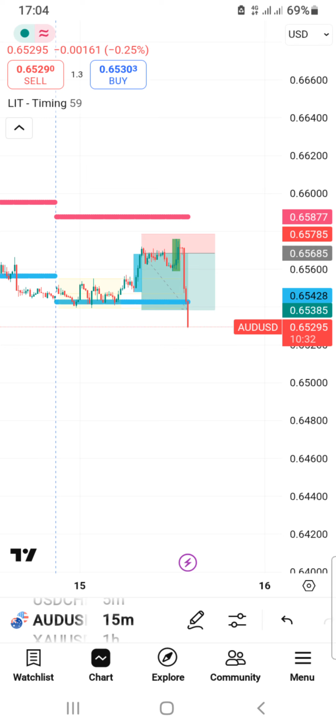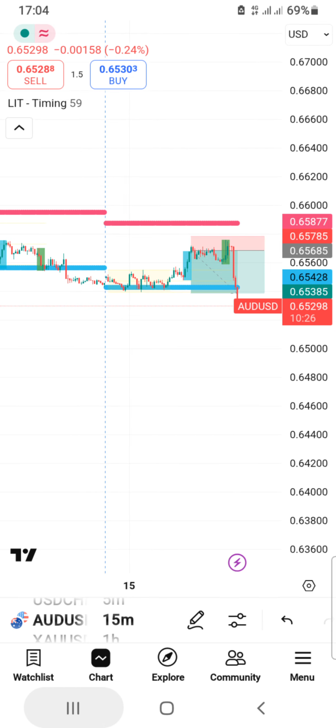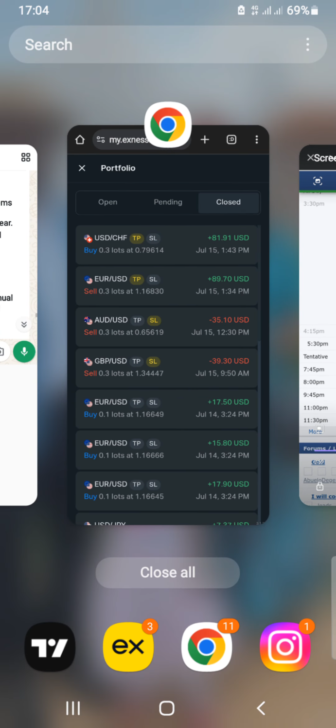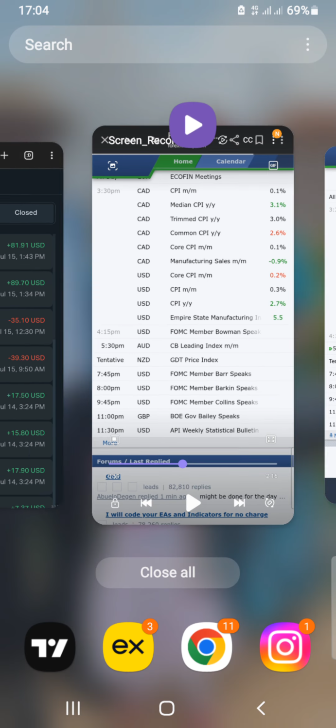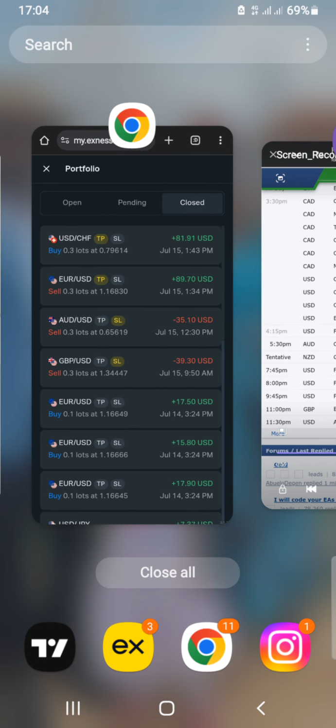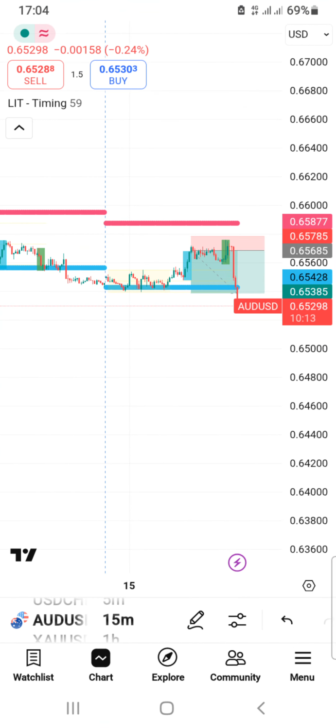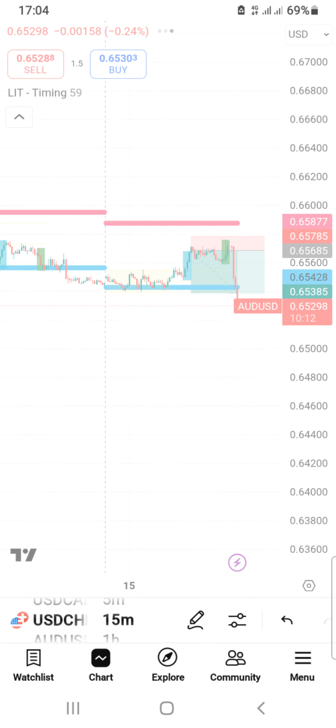So those were the trades where I was stopped out, and then the trades where I took profit were the USD CHF and the EUR USD. As you can see, USD CHF and the EUR USD. So let's look at USD CHF.